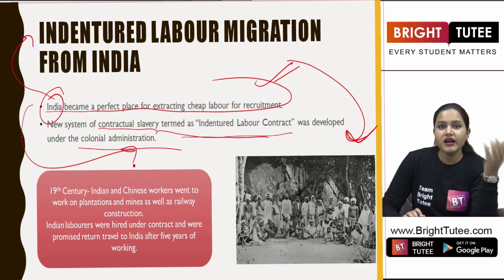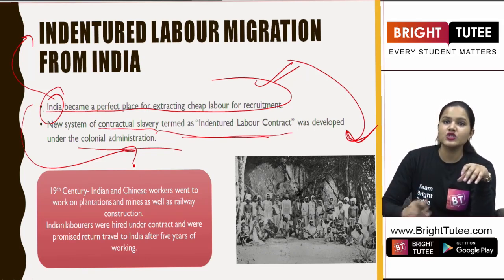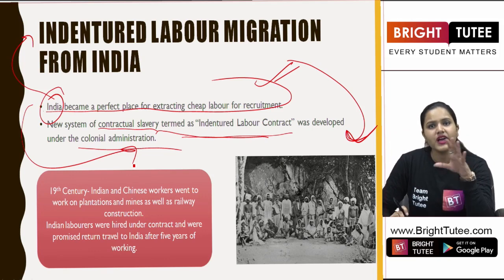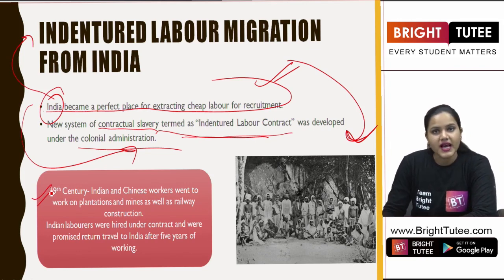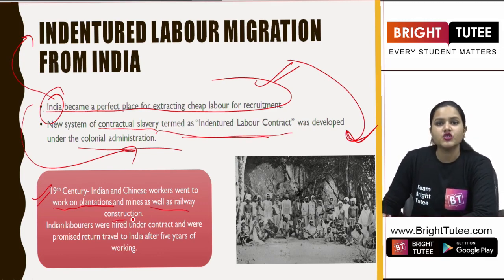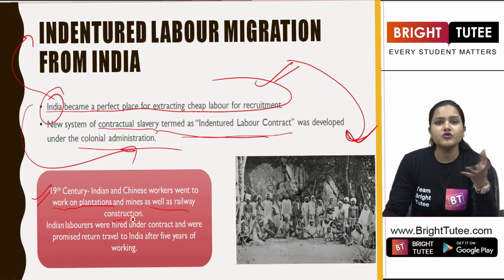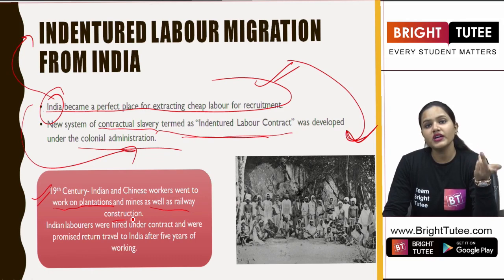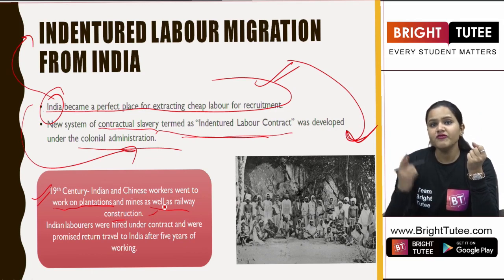Like I told you, it was under a contract for a certain or specific period of time, under which the laborer had to go to any other destination and work under that master. Correct? So in the 19th century, what was happening? Indian and Chinese workers went on to work on plantations and mines as well as railway construction. Here also we are seeing some changing scenarios. These Chinese and Indian workers were going to all these plantations where they worked as indentured laborers, and they also thought that they were going to live better there.